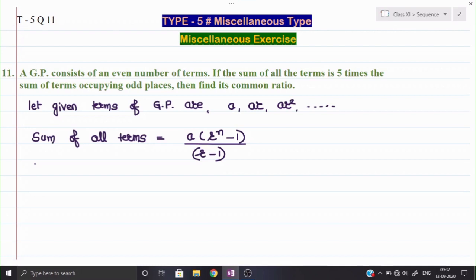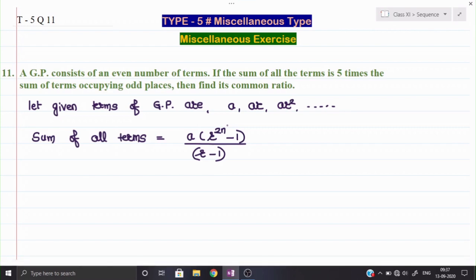One mistake we have done here: we have said that the GP consists of an even number of terms. The value of n, the number of terms I have taken, does not make it clear whether it is odd or even, but if we multiply by 2, definitely it will become even. So instead of taking n, we shall take 2n. So here it will be r to the power 2n, and the total number of terms will be 2n.